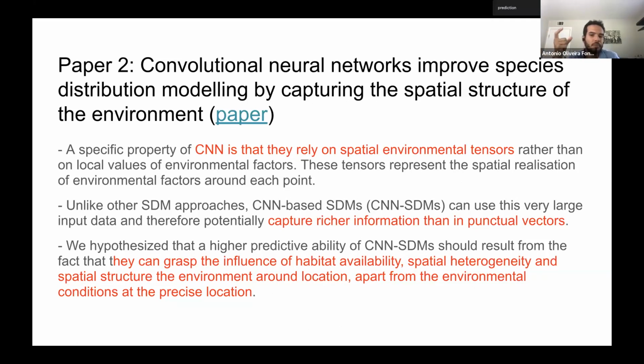That was the same idea that we used to pitch the use of convolutional neural networks when dealing with image data sets: there is more relevant information in space than just the information coming from pixels, right? So it's interesting that they mention that. And then they say they capture richer information than in punctual vectors, where the punctual vectors in this case would be the information that you have for that specific location over all the layers of data that you're dealing with, right? Which we're going to discuss a little bit.